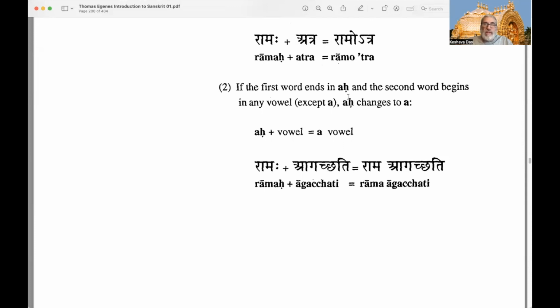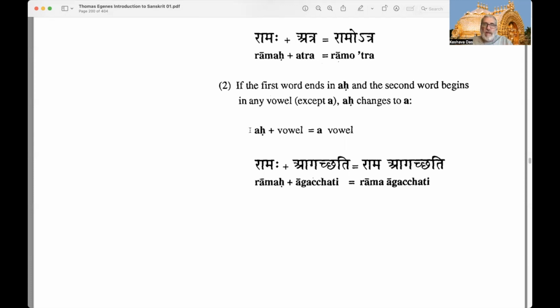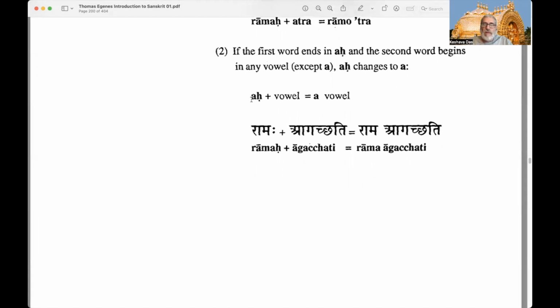Okay, so now if the first word ends in short a Visarga and the second word begins with any vowel except for short a, that means long a or any of the other vowels, it changes to a. So what happens is basically you're dropping the Visarga, and that's all, and no further Sandhi is done. So we have here an example. The first word ends in short a Visarga. The second word begins in a vowel.